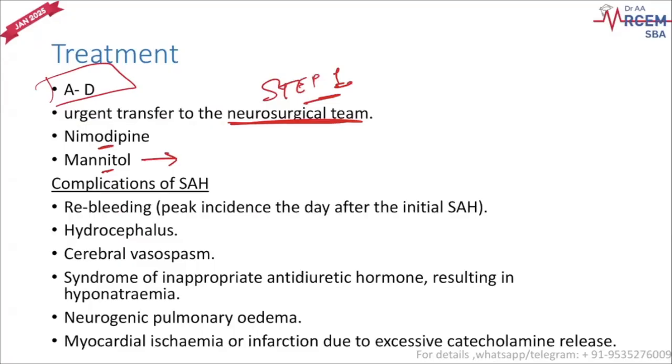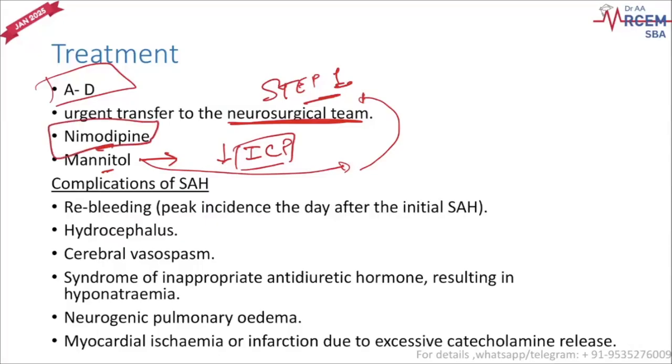Mannitol is mainly given to reduce the raised intracranial pressure, which has occurred because of the SAH. Again, this drug is given on advice of a neurosurgeon. For example, the neurosurgeon wants to take up this patient immediately and wants to do a coiling. He might not prefer you to give the mannitol at all. So it depends from patient to patient. You need to take a call along with the neurosurgeons on what needs to be done.